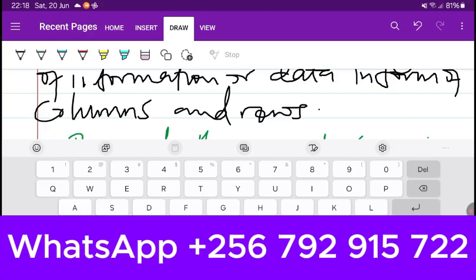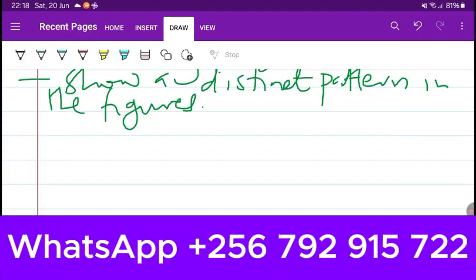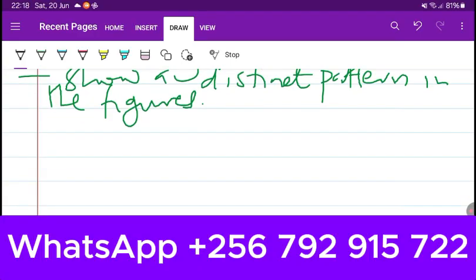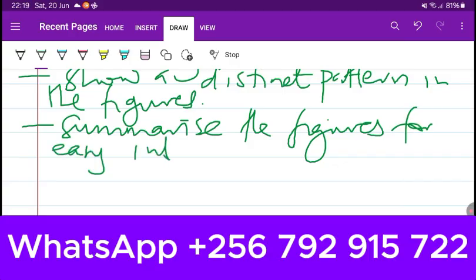Of course, the third reason why we organize the data into tables is because we want to summarize the figures for easy interpretation.